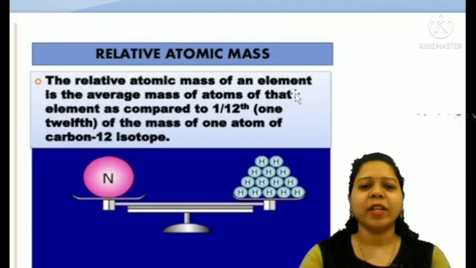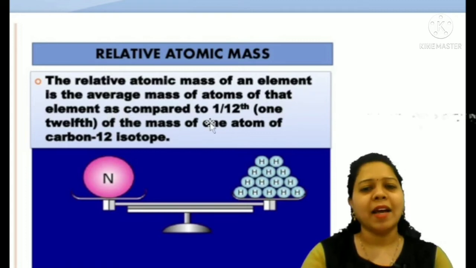And that's why in the definition we write that the relative atomic mass of an element is the average mass of the atom of that element as compared to 1/12 of the mass of one atom of carbon 12 isotope.